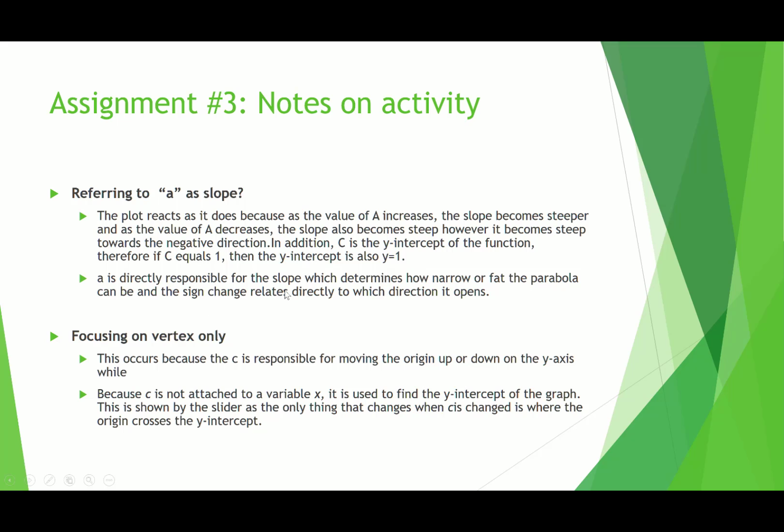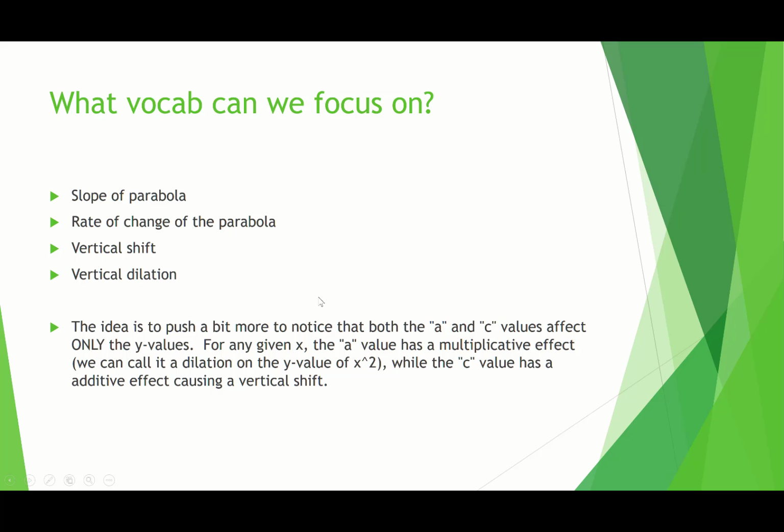Here's another one. A is directly responsible for the slope, which determines how narrow or fat the parabola can be, and the sign changes relate directly to which direction it opens. But again, if A is positive, yes, it's concave up, but sometimes the slope is negative and sometimes the slope is positive. So that's why I want you to think a little bit more specifically about what you mean by slope and why the sign changes relate to the direction.